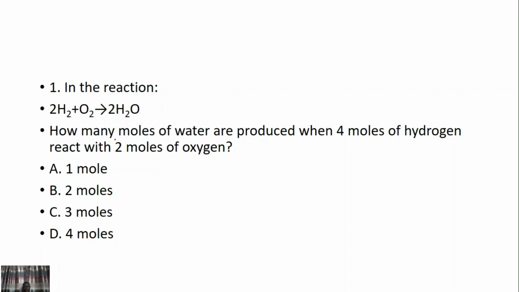Okay, let's look at it. We know that when 2 moles of hydrogen react with 1 mole of oxygen, it gives us 2 moles of water. Now they are asking how many moles of water are produced when 4 moles of hydrogen react with 2 moles of oxygen. We can see now that what they are asking us is when 4 reacts with 2. We see everything is doubled. So we get 4 moles of water produced. So the correct answer is D.